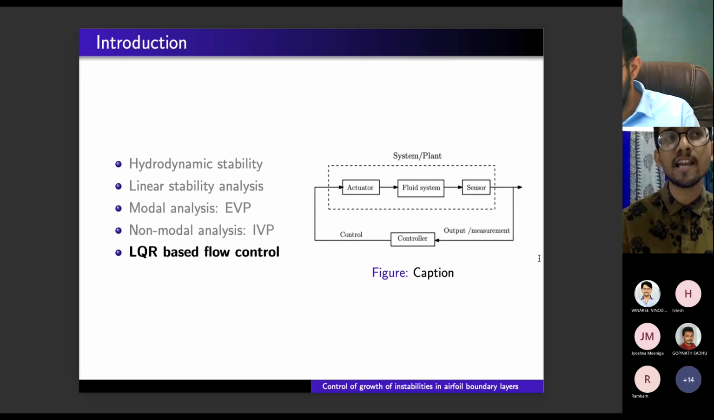And then the controller sends the signals to the actuators, which actuate the mechanism of wall transpiration, the suction of fluid or blowing of fluid from the boundary, therefore changing the primary base flow and changing the stability of the flow.